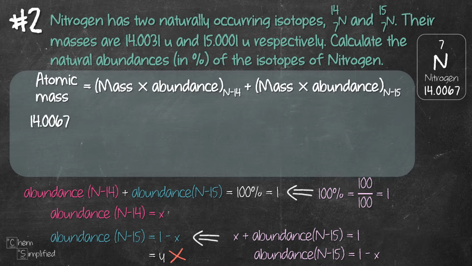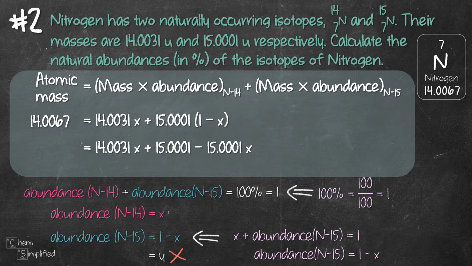Let's plug everything into the equation. So we have 14.0031 times X plus 15 times 1 minus X. We need to expand the equation, and here's what we get. And we rearrange the equation a little bit in order to solve for X, and that gives us 0.9934 equals 0.997X. We solve for X by dividing 0.9934 by 0.997, and that will give us 0.9964.